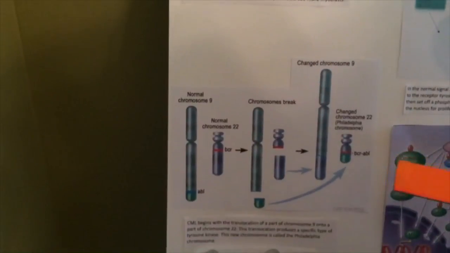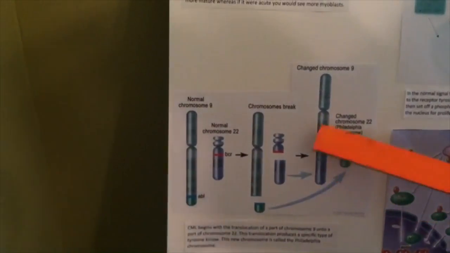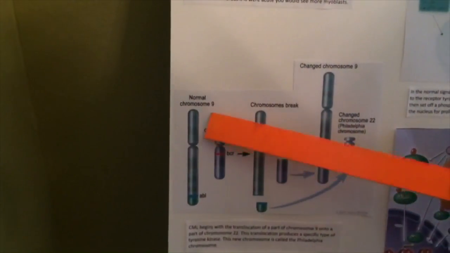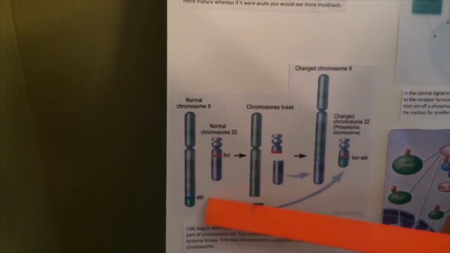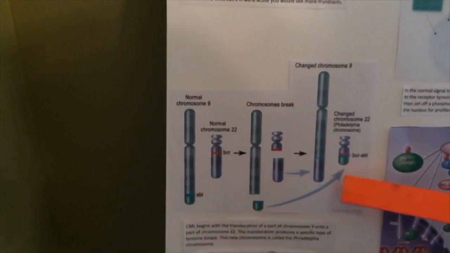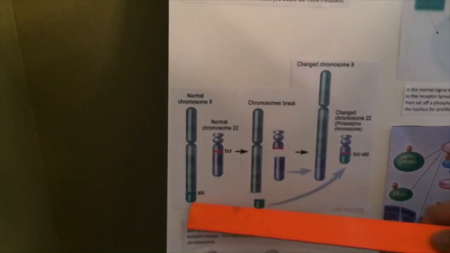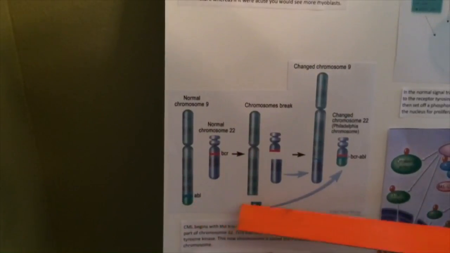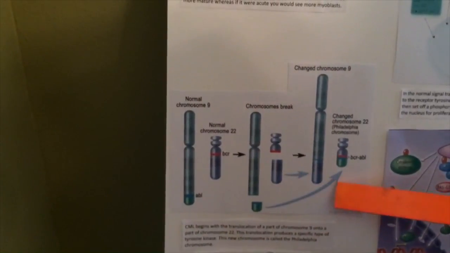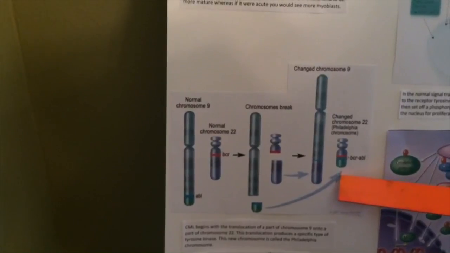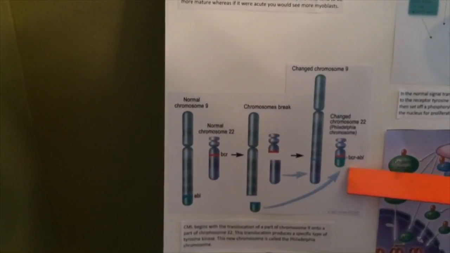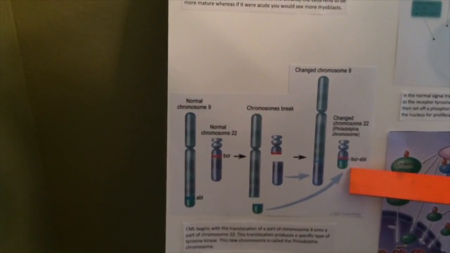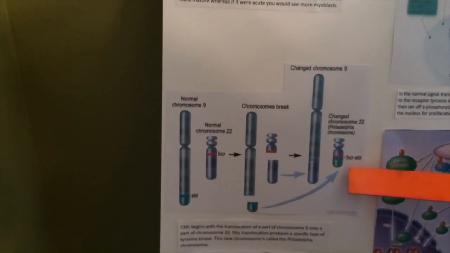This leukemia begins with a mutation in the chromosomes where a gene on chromosome 9 is shuffled to be attached to chromosome 22. This is the ABL gene, and it's being translocated onto the BCR gene of chromosome 22. This new chromosome creates a tyrosine kinase receptor in the cell.